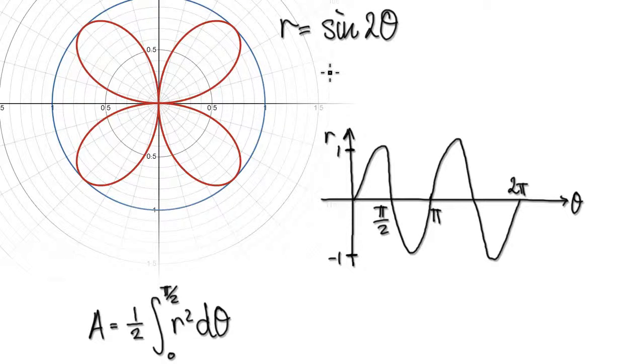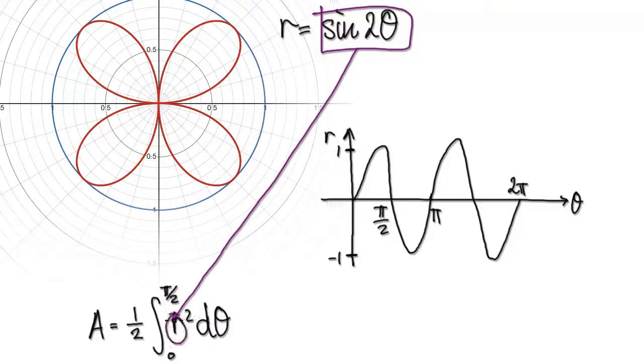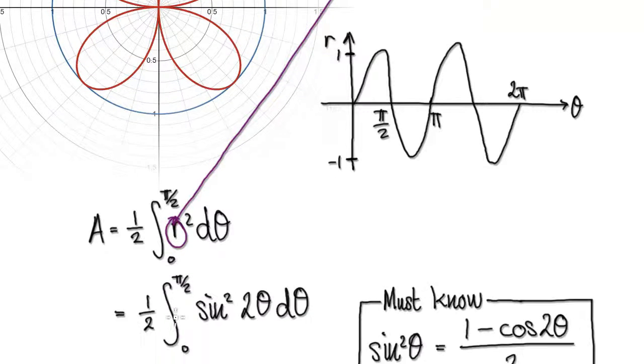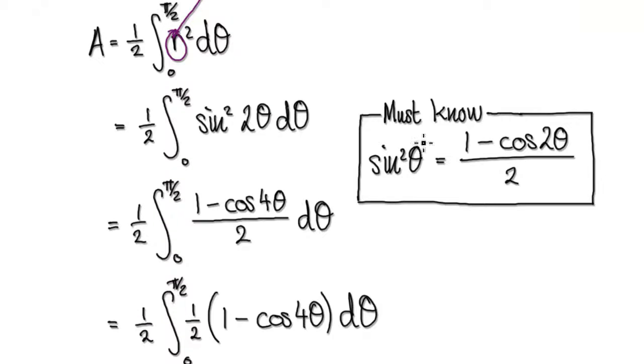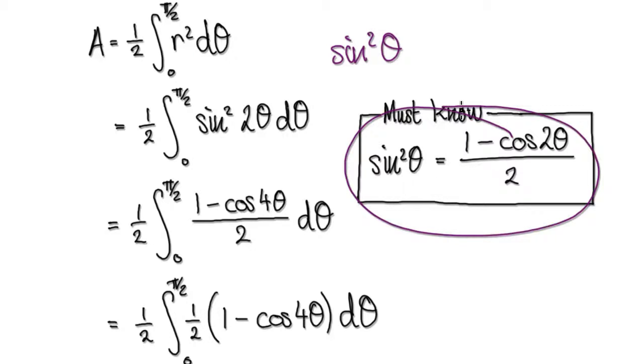Okay, so we are currently here. We now need to put this thing into here. That will then give us this thing here. And whenever you want to integrate sine squared, you've got to think about this thing here.